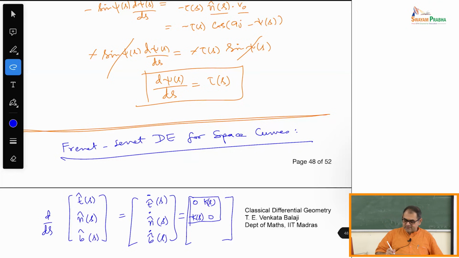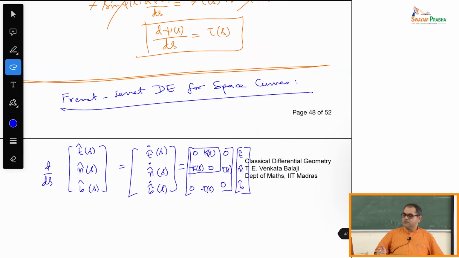Okay, and in the space curve case also it's the same, except the torsion is going to come. So what you will get is, here you will get tau s, and here you are going to get minus tau s. Okay, and you are going to get a 0. There's a 0. There's a 0. And on this side, I will get t cap, n cap, b cap. Okay. So this is the Frenet-Serret differential equation.